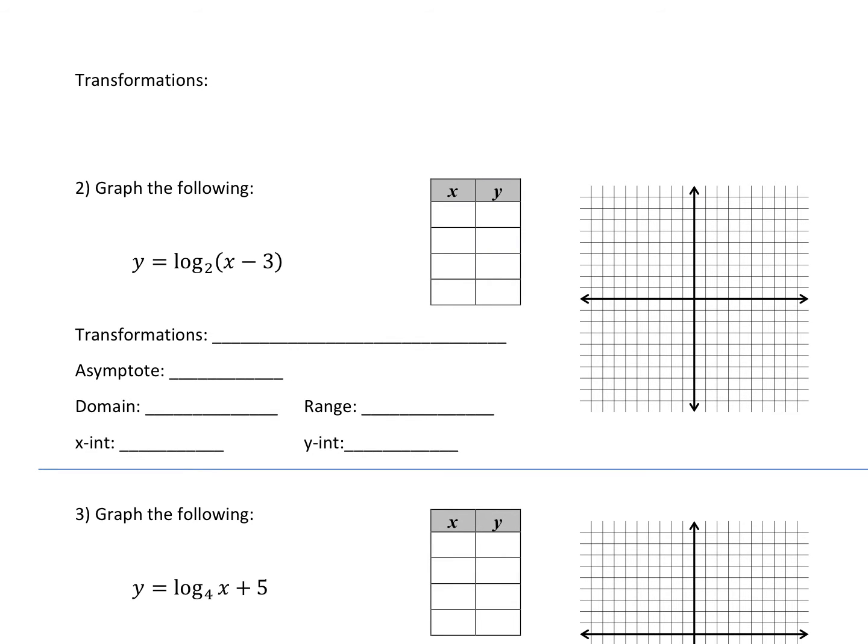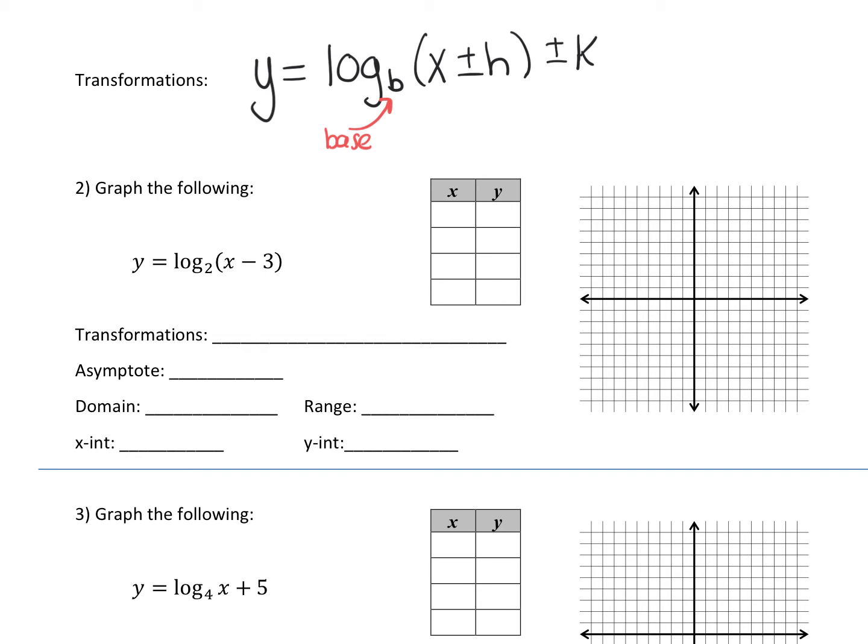All right, let's talk a little bit about what transformations are going to look like. If I have a log function, I'm going to have y equals log base b of x plus or minus h, plus or minus k. So h and k should seem familiar. We've talked about these a lot. My b here is the base of my log. My h, well, plus h is going to go left, and minus h is going to go right.